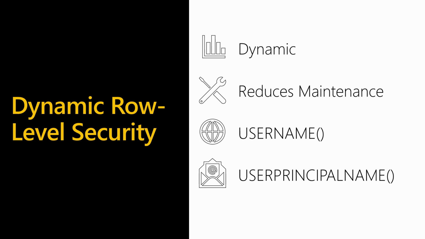To find the username of the logged in user, you can use one of two DAX functions, either USERNAME or USERPRINCIPALNAME. USERNAME is the current user's domain and username, whereas the user principal name is the email address of the account used to log in to Power BI. Because the USERNAME function can return different results in Power BI Desktop to the Power BI service, we would recommend you to use the USERPRINCIPALNAME function when using dynamic row-level security.